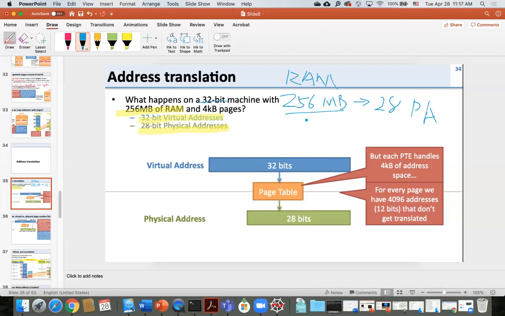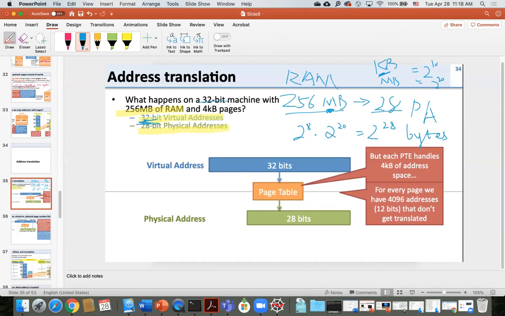So why is it 28 bits? Because 256 is 2 to the 8th power, times megabyte, which is 2 to the 20th. Remember, kilo means 2 to the 10th power, megabyte means 2 to the 20th power, and gigabyte means 2 to the 30th power. So 256 megabytes means 2 to the 28 bytes. So the length of the physical address is 28 bits, and the virtual address is 32 bits long.